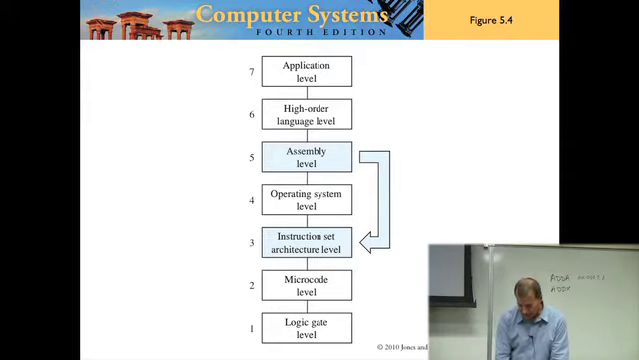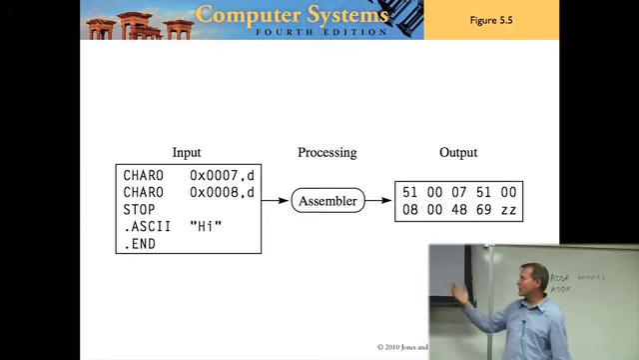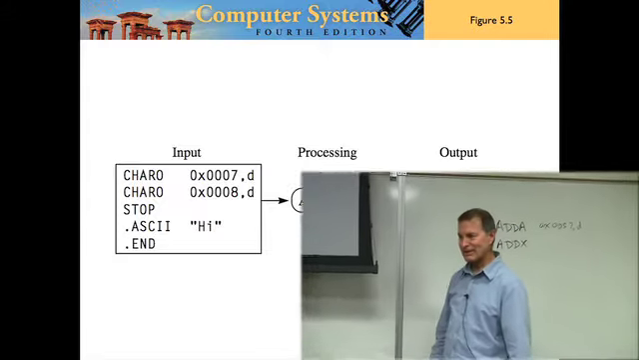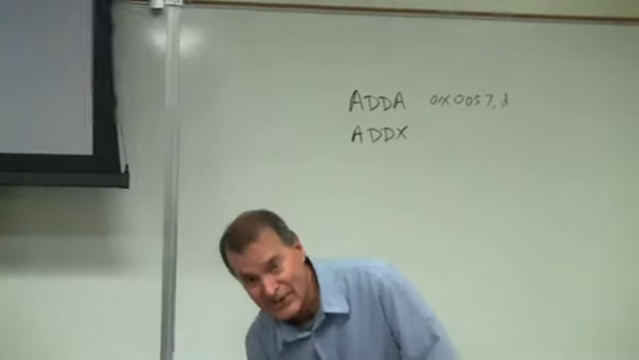Furthermore, what three things does a program do? Oh, I shouldn't have given you the slide first. It does input, processing, and output. So for the assembler, what's the input? The assembly language program. The processing is the assembler. Are you with me? And the output is 510007004869ZZ. Is that cool? So now here's how it works. Okay, little demo time.